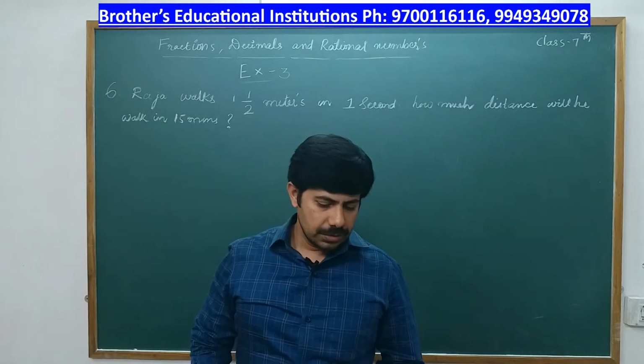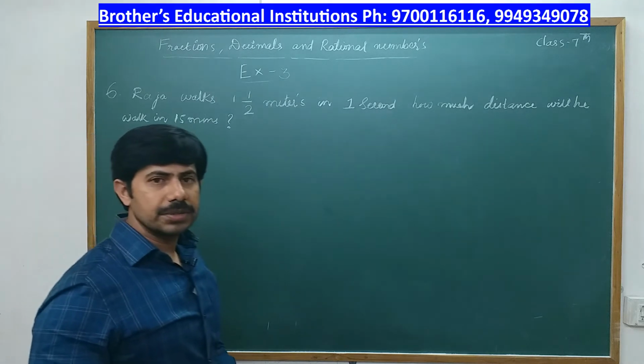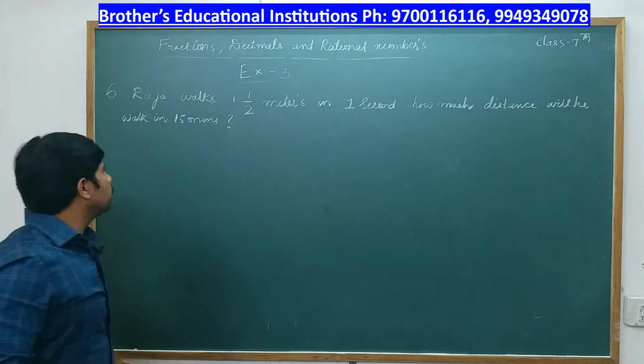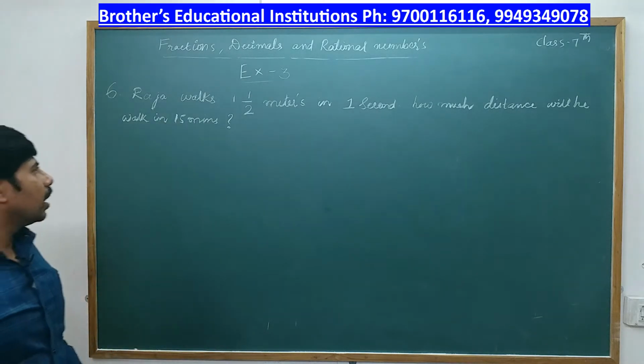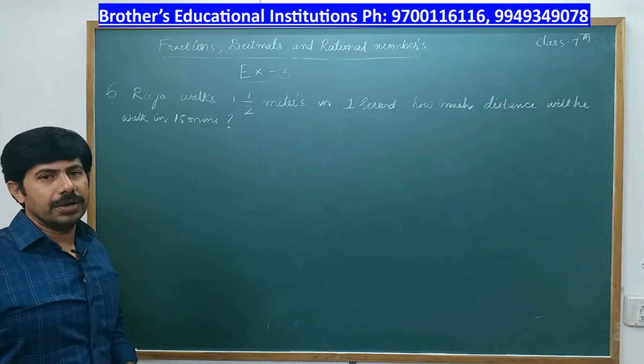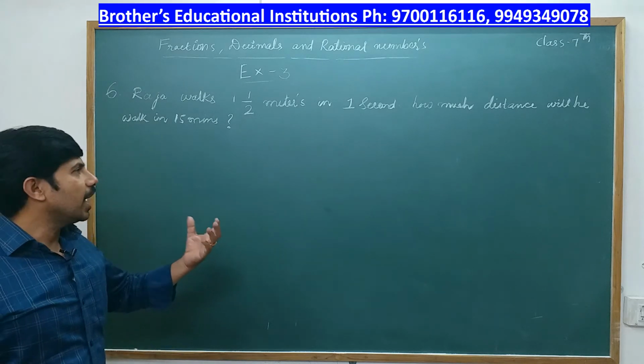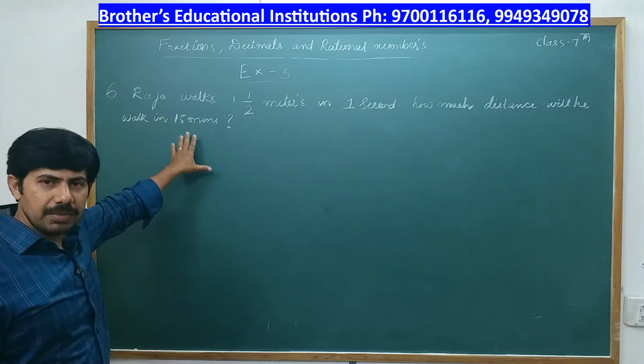Welcome back. So we are doing the problems on fractions, decimals and rational numbers. So in today's class, the first problem is Raja walks 1.5 meters in 1 second. How much distance will he walk in 15 minutes? So here also they have given for one means each, and they are asking for many. Here many means 15 minutes.